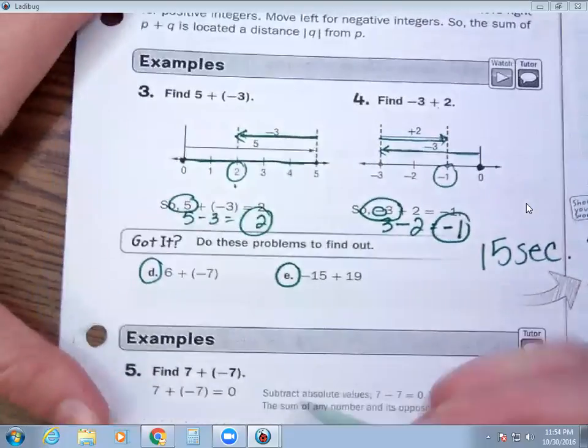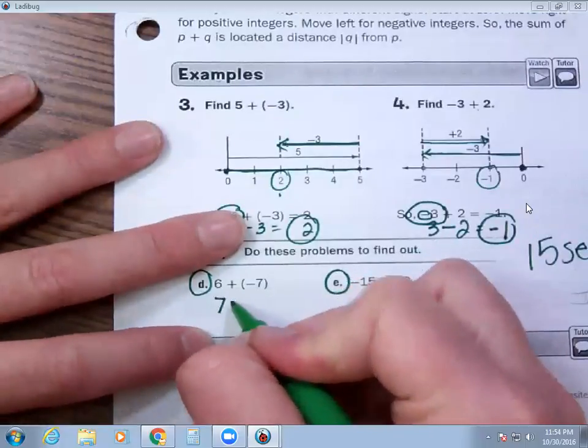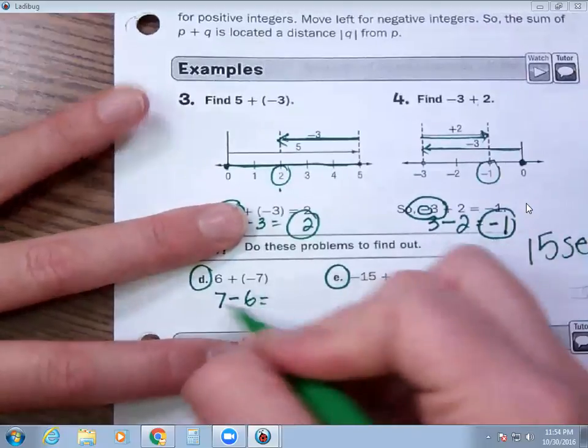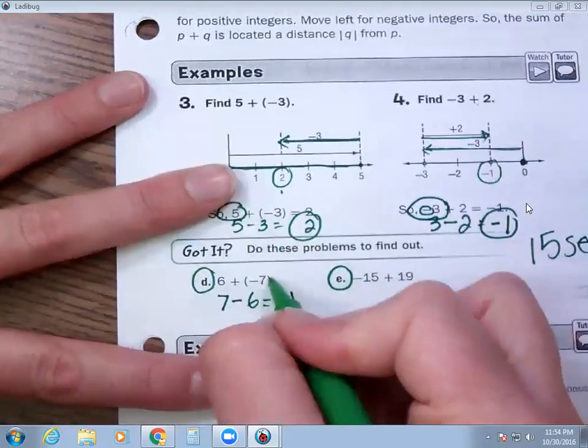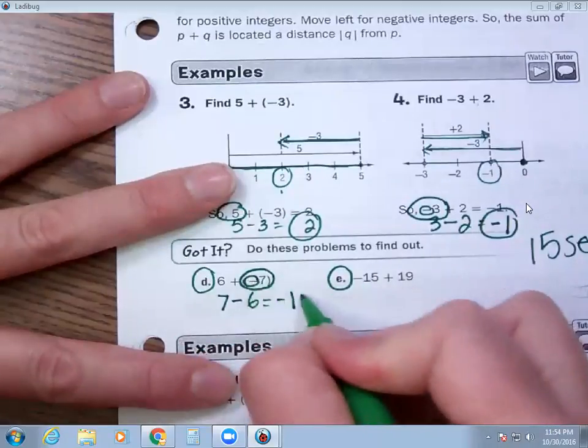Nice. You guys are all over it. I'm going to subtract these. And of course, since the absolute value of 7 is a little bit larger than 6, I'm going to put that 7 first. Otherwise, I'm going to get some funky answers. So 7 minus 6 is 1. But look, 7 has the greatest absolute value. And look at its sign. It's negative. So my answer is negative 1.